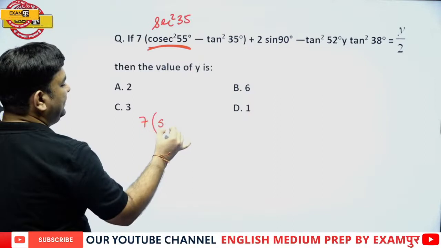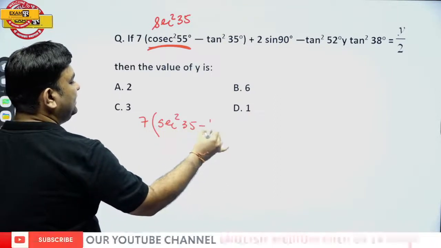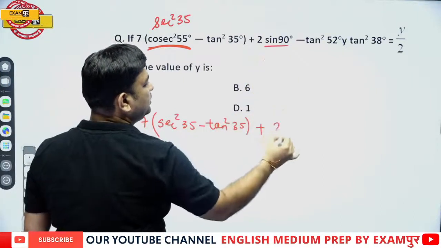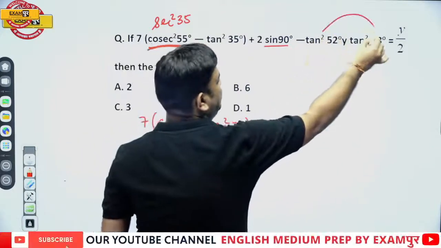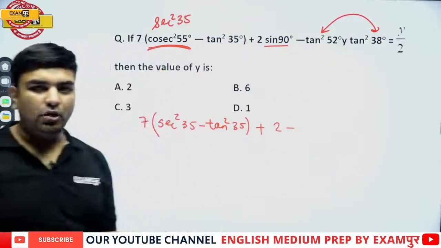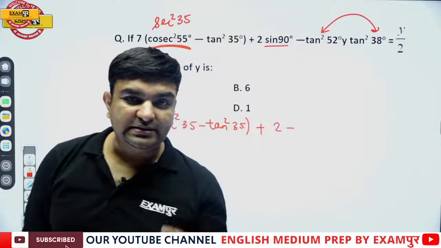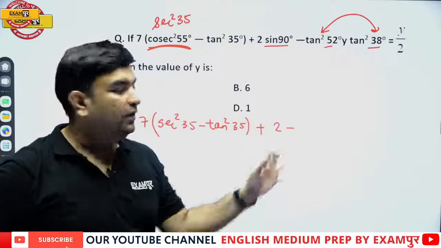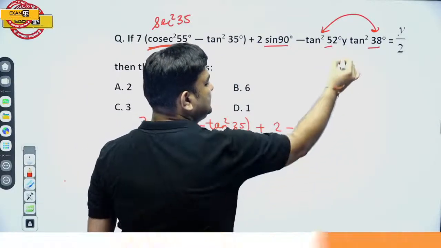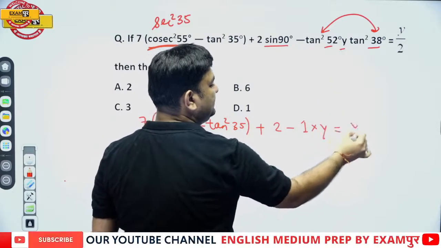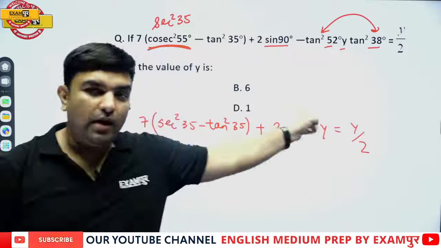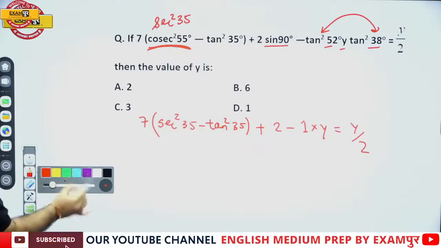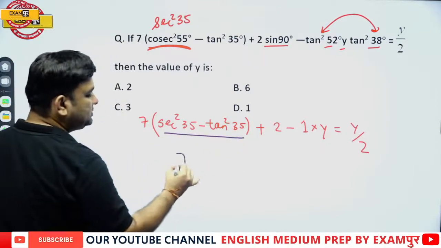7 times of sec square theta minus tan square theta, which is the identity. Sin 90 is 1, 2, minus y tan A into tan B. Tan A into tan B, if angles are complementary, is equal to 1. So angles are complementary, so their product is going to be 1. 1 whole square is 1. This y is also hidden in between, which we sometimes are not able to see. Now, sec square theta minus tan square theta is the identity. So it's equal to 1.